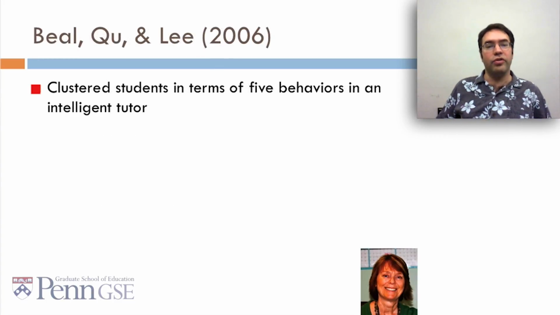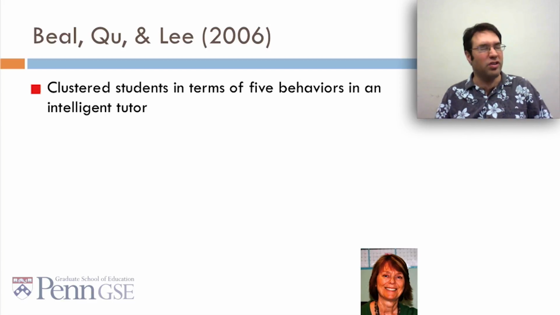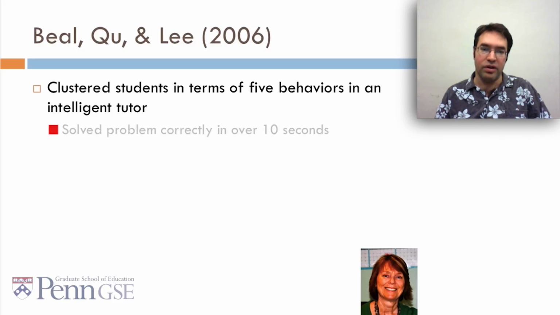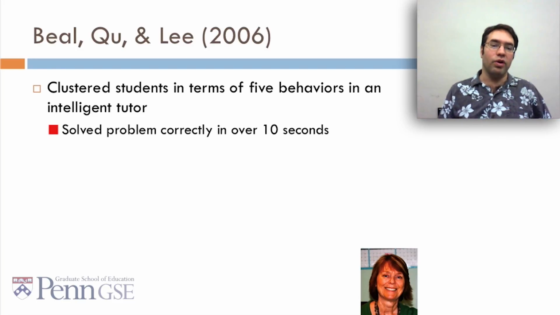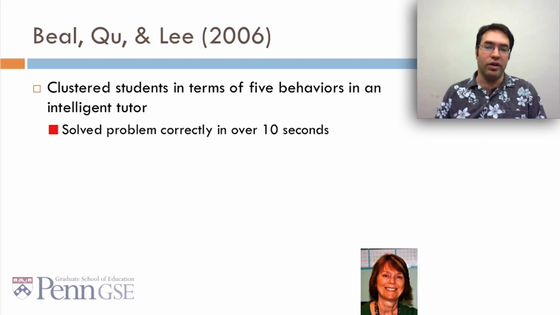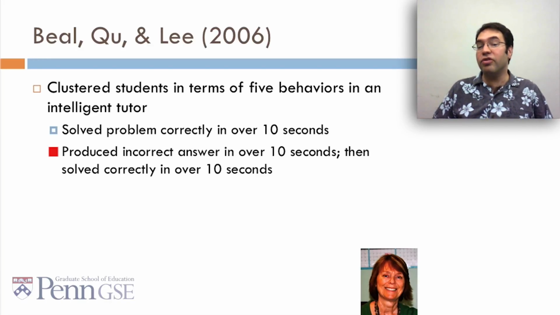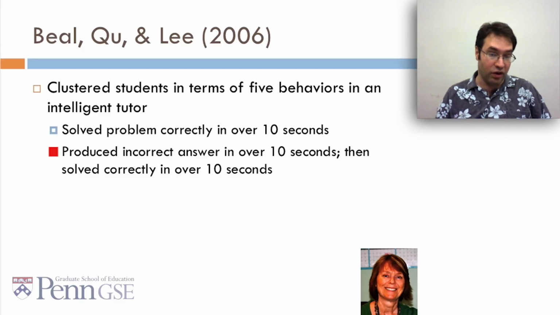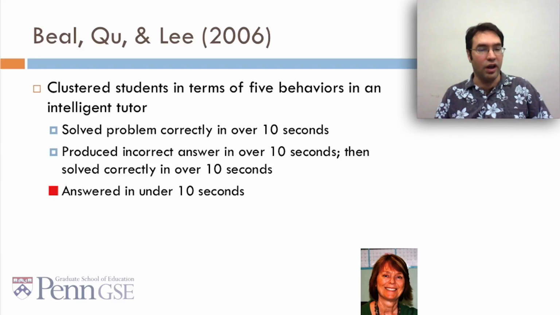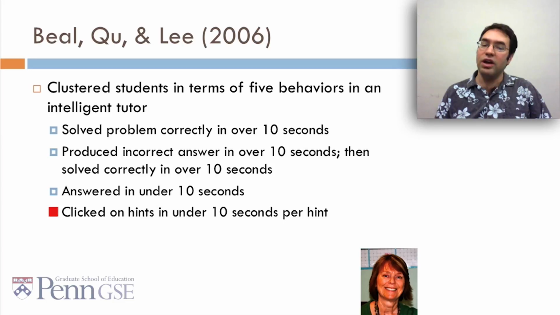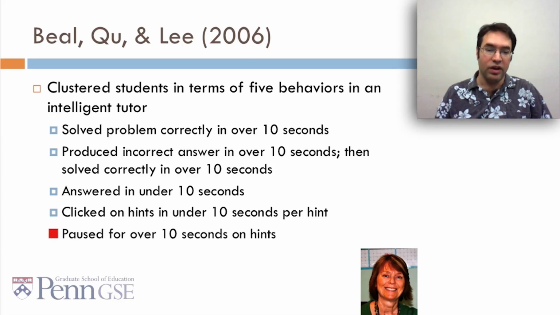A third example of the use of clustering in educational data is Beal, Q, and Lee. They clustered students in terms of 5 behaviors in an intelligent tutoring system for mathematics. The 5 behaviors were, did the student solve the problem correctly in over 10 seconds? Did the student produce an incorrect answer in over 10 seconds and then solve correctly in over 10 seconds? Did the student answer in under 10 seconds? Did the student click on hints in under 10 seconds per hint? And did the student pause for over 10 seconds on hints?